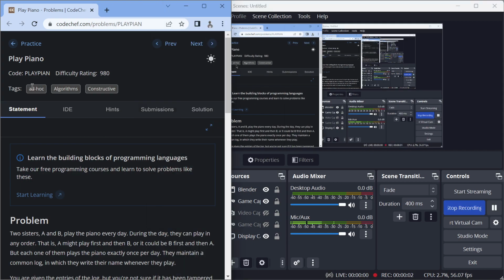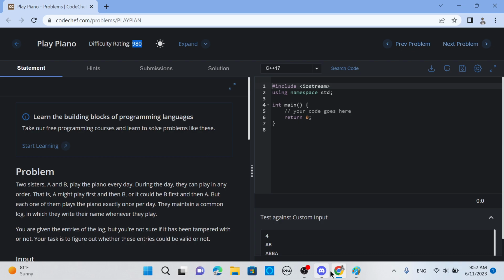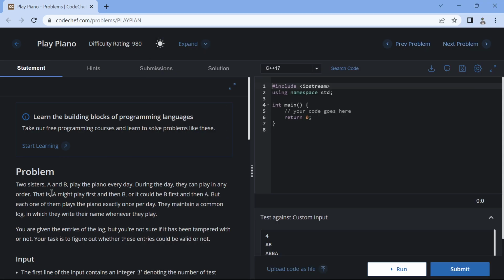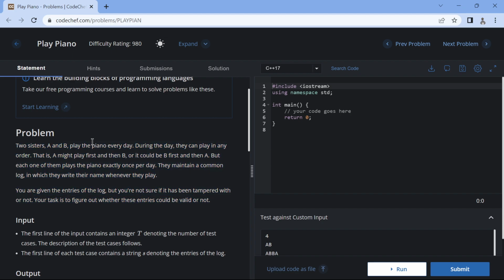Alright, so we're going to be doing Play Piano from CodeChef. Its difficulty is 980, so it's basically a beginner problem. Let's just double check, okay, yep. And so here we have two sisters, A and B, who play the piano every day.